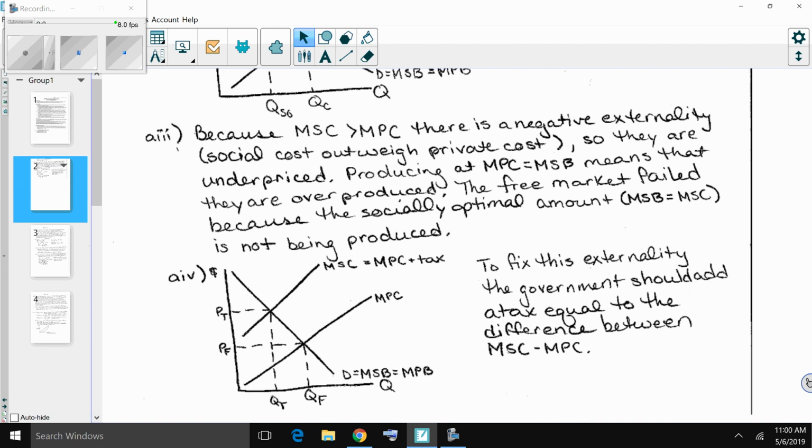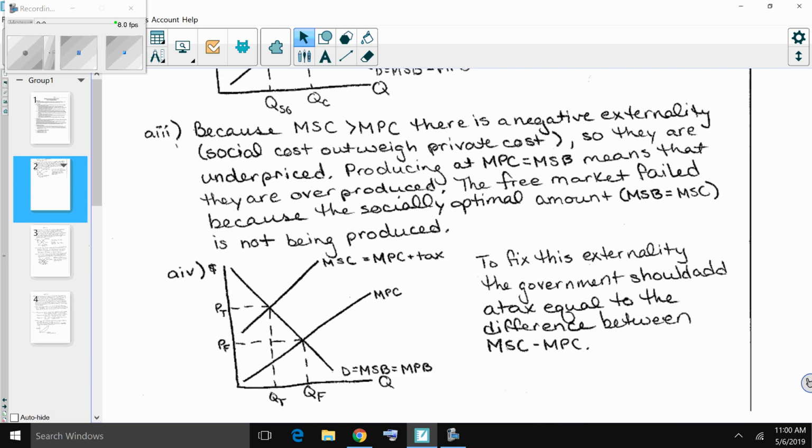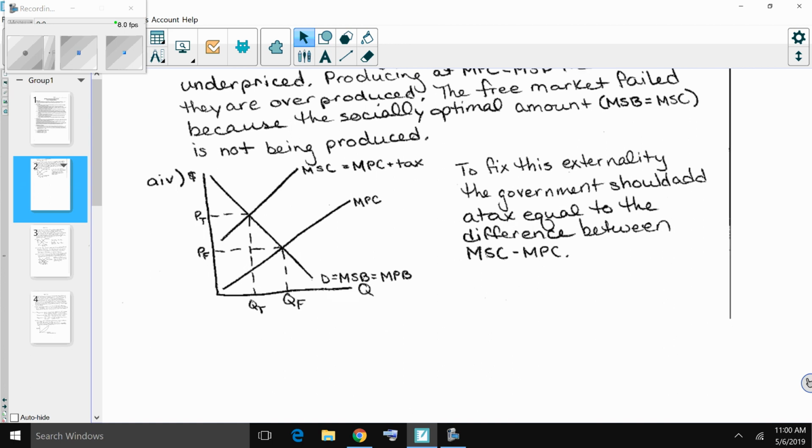So how can the government fix this externality? Here is a graph to fix the externality. We would add a tax equal to the difference between MSC and MPC. So if you find this value, the distance between those two lines, and you add that as a tax, we would be able to shift this curve closer to this curve where we could produce at the socially optimal amount. That would be ideal in order to fix this externality.